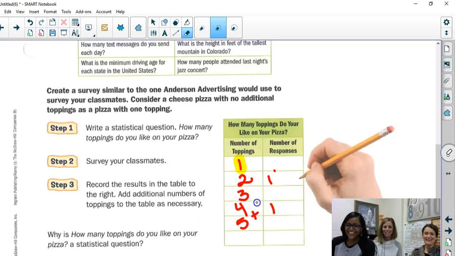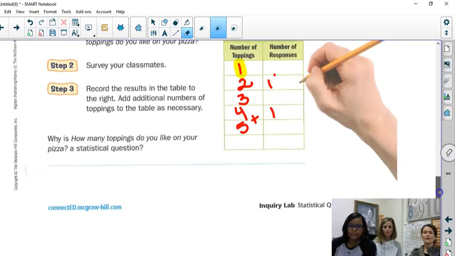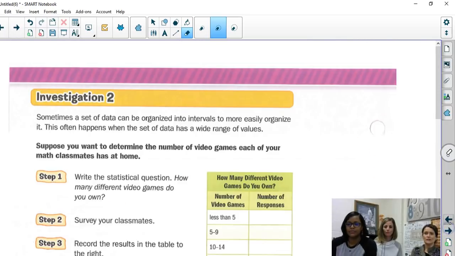Math teacher who can read. What? All right, so you can get the point, right? We would go around and survey several people so we would have enough data, and then we would analyze that data and display it regarding toppings on the pizza, okay? So what we're going to do, I'm going to turn the page.